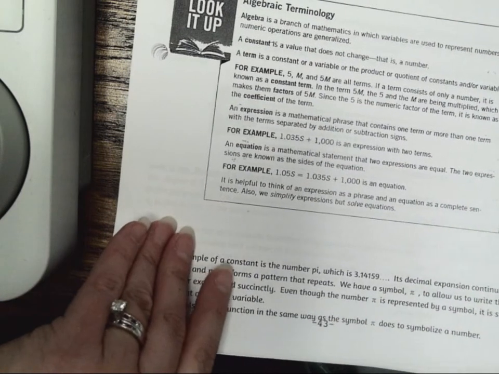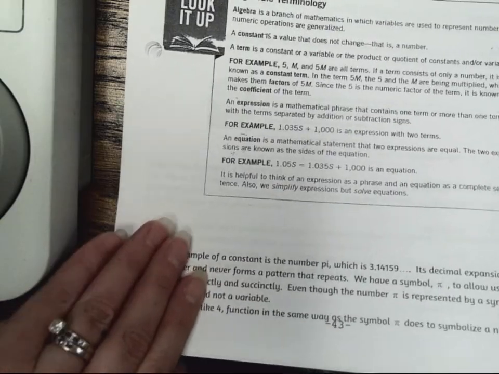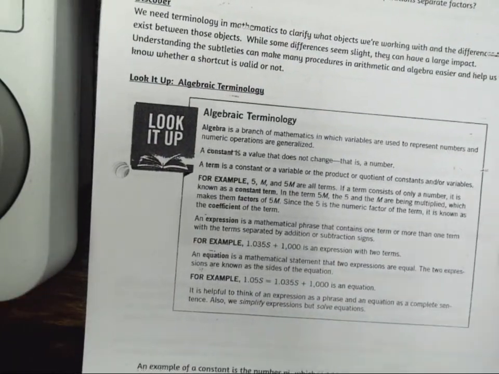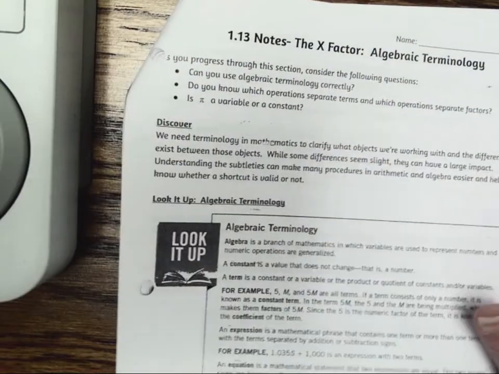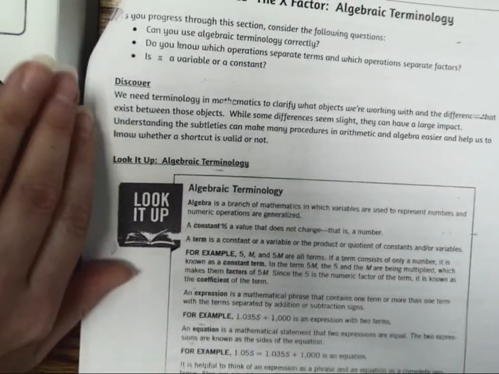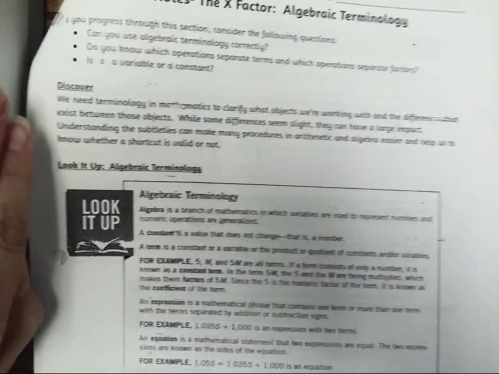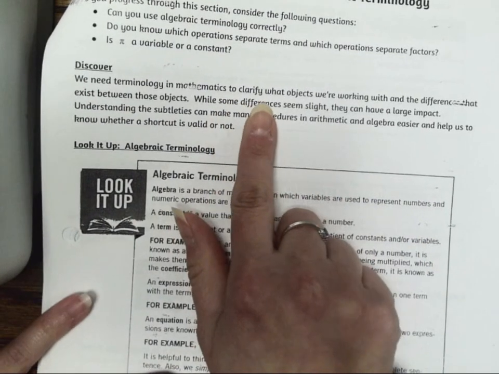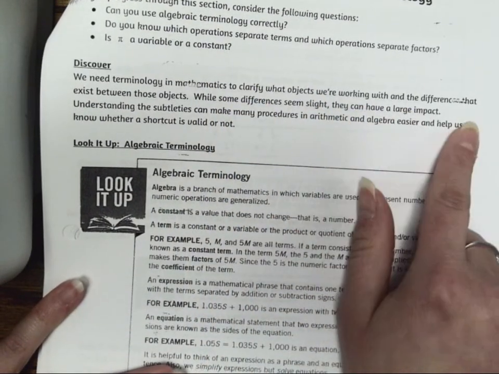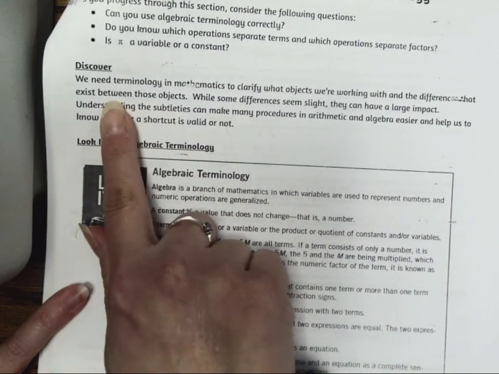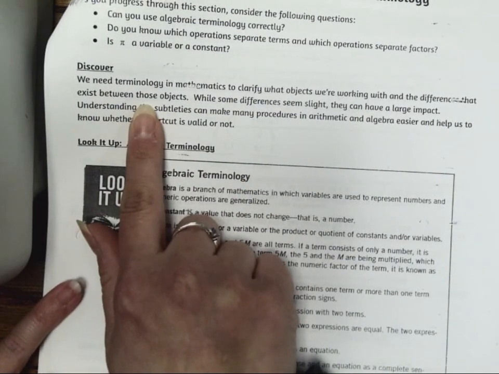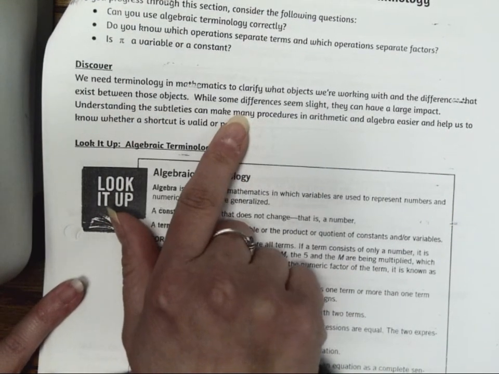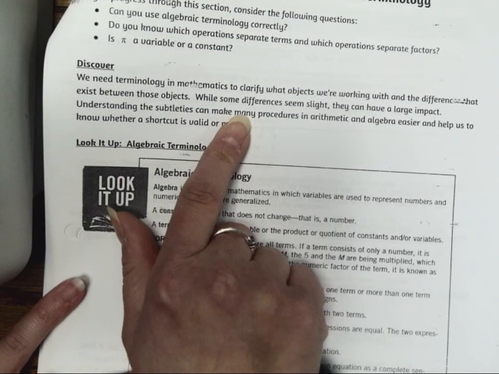All right, we are going to look at section 13, which has to do with algebraic terminology. In this section, we need terminology in math to clarify the objects we're working with and the difference that exists between those objects. While some differences seem slight, they can have a large impact.